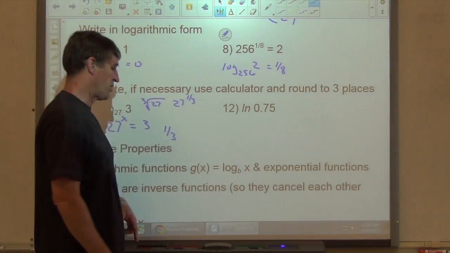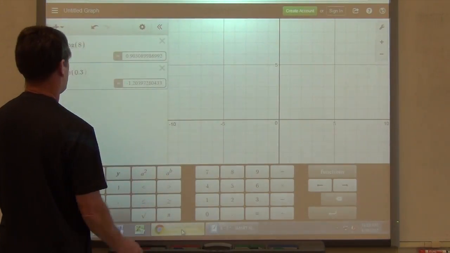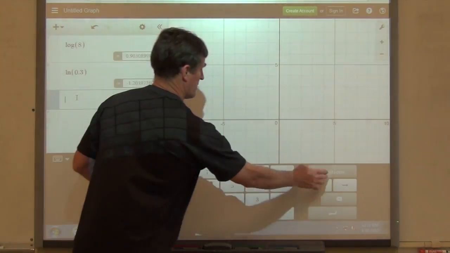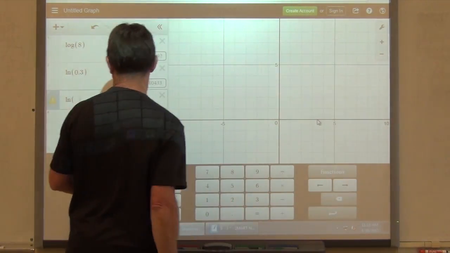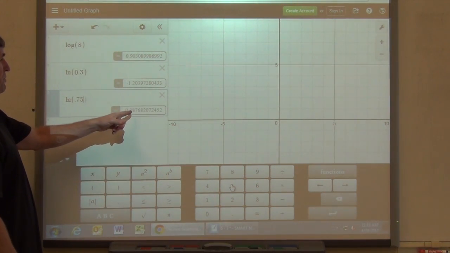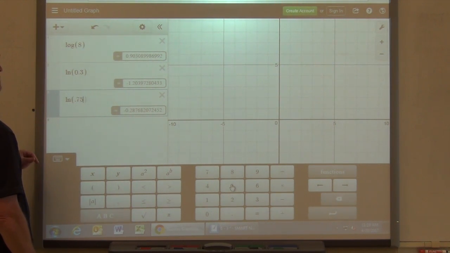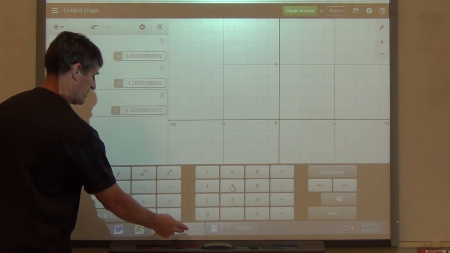And another one we would do on the calculator, so ln 0.75, ln 0.75, and we get negative 2.876, so I'm going to round that up to negative 0.288.